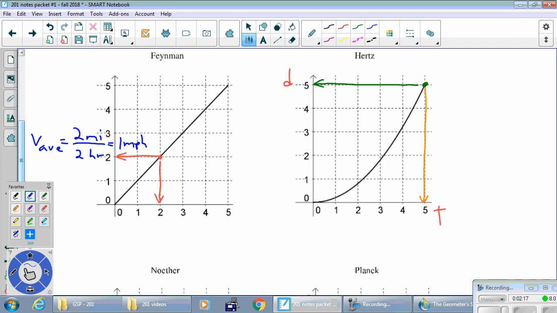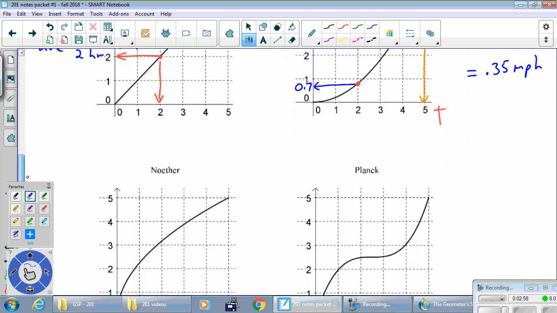But now let's take a look at Hertz. Again, going 2 hours in. So there's the 2-hour mark. And we're going to go up to the graph and put a dot right here at the 2-hour mark. And now we have to do some estimating. We're going to estimate this number right here. I don't know, 0.7, 0.8, something like that. And so for Hertz, average velocity is the change in distance, which I'm saying is 0.7 miles, divided by the change in time, 2 hours for every part of this problem. So 0.35 miles per hour, much slower than Feynman's average velocity in the first 2 hours.